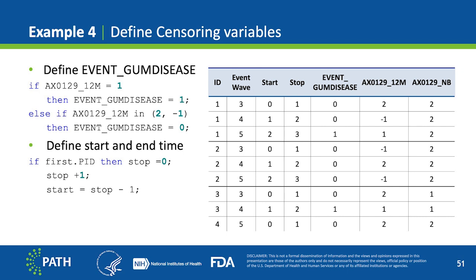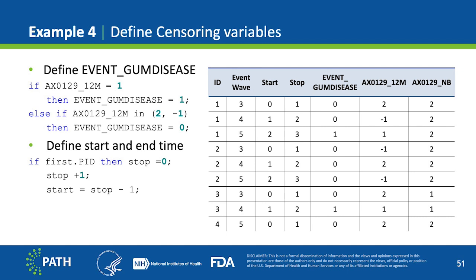As shown in the examples here, the event's wave column has wave 3, 4, and 5 for respondents 1 and 2. That means they were aged-up adults in wave 2 and responded to the past 12 months gum disease question in wave 3. In wave 5, respondent 1 reported gum disease in the past 12 months, whereas respondent 2 had no gum issues through wave 5.